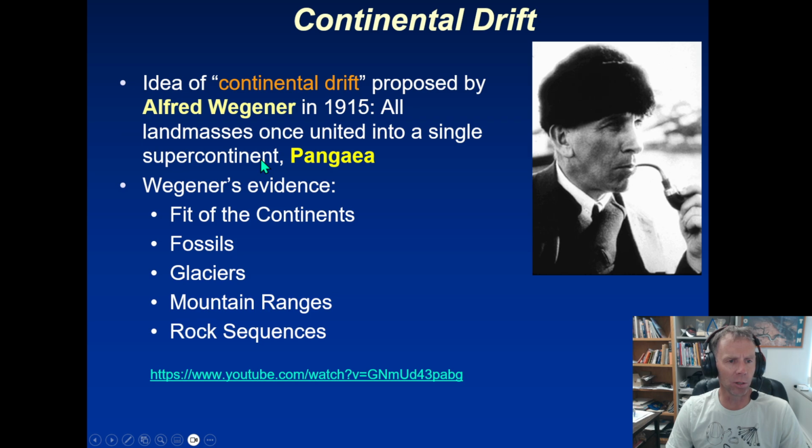So Alfred Wegener was a German meteorologist, and he wasn't necessarily the first one, but he was among the first that put together a lot of the ideas, looked at some observations, and came up with this idea known as continental drift, where all the continents were once joined into a single landmass, a supercontinent called Pangaea. And he had plenty of evidence for this line of thinking.